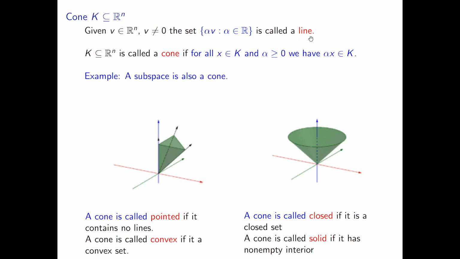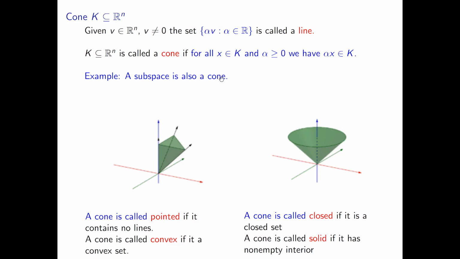Now, in contrast to these half lines, there is a notion of a line. A line is a subset which is defined by some vector in R^n, where all multiples of the vector lie in the line. So here you have a vector. You can go both with negative and positive coefficients. That's called a line. Basic example of a cone would be just a subspace. In fact, a subspace is comprised of lines, right? Because if you have any vector in a subspace, you can multiply it by either a negative or a positive coefficient, and you'll still be in the subspace.